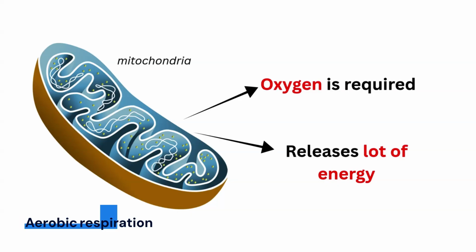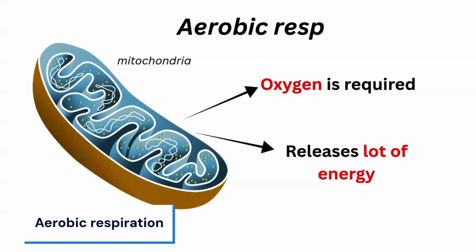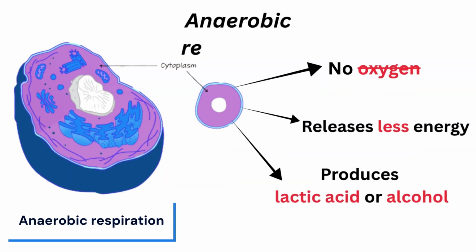In summary, aerobic respiration needs oxygen, happens in the mitochondria, and releases a lot of energy efficiently. Anaerobic respiration doesn't need oxygen, happens in the cytoplasm, releases less energy, and produces byproducts like lactic acid or alcohol.